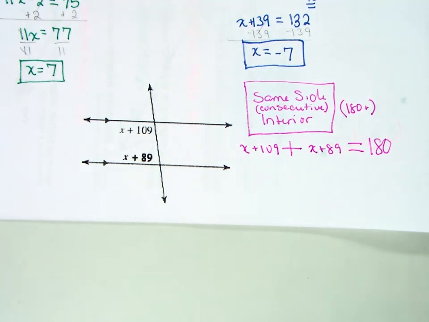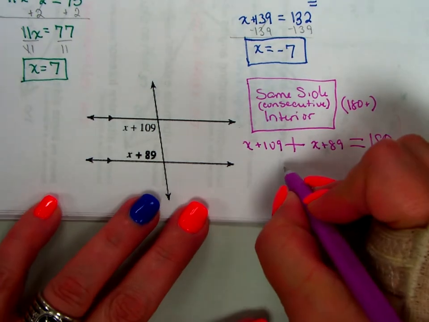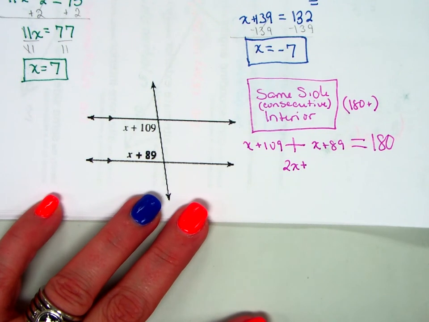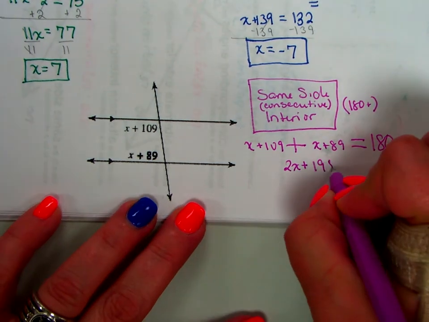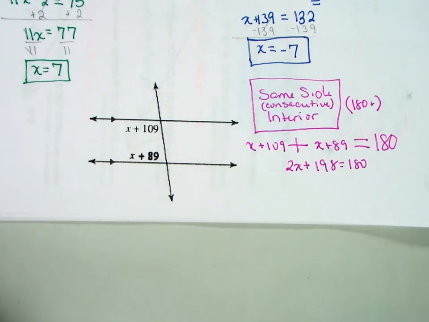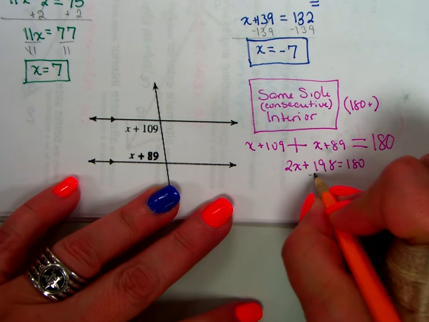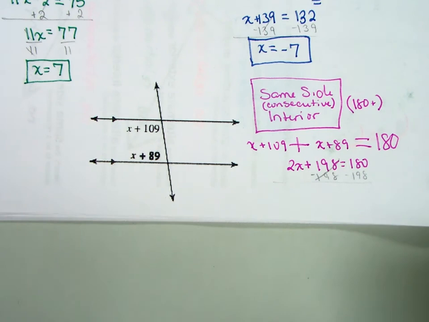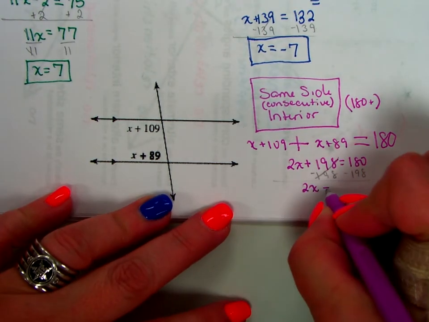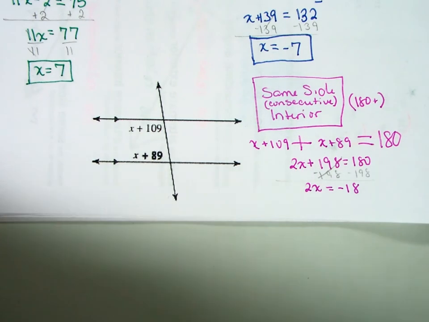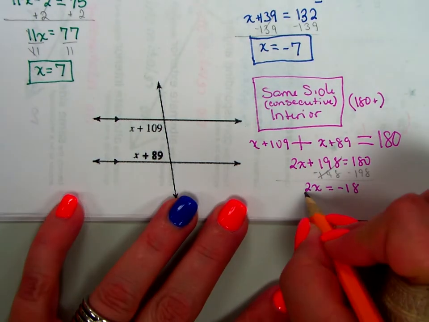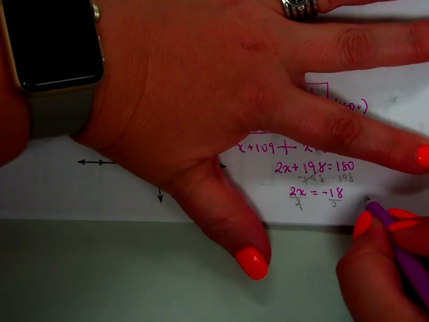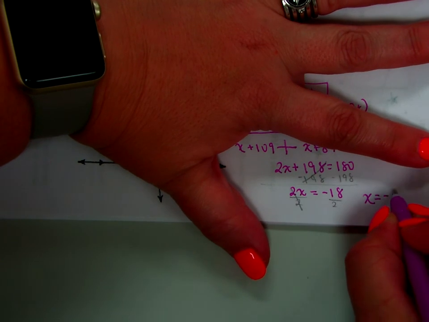What's the first thing I have to do? Add like terms. So 1x plus 1x is 2x. 109 plus 89 is 198, equals 180. Then what do I do? Subtract 198, which is going to leave me with negative 18. So 2x equals negative 18. Then I divide by 2, division property of equality, and x equals negative 9, which makes my alarm bells go off.